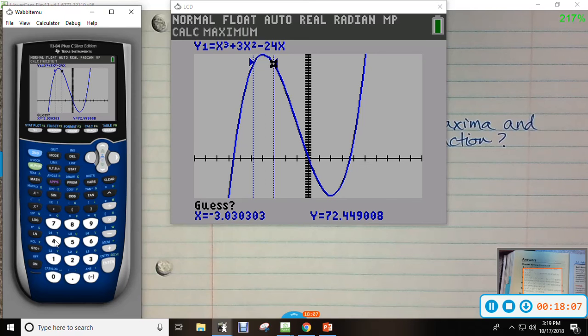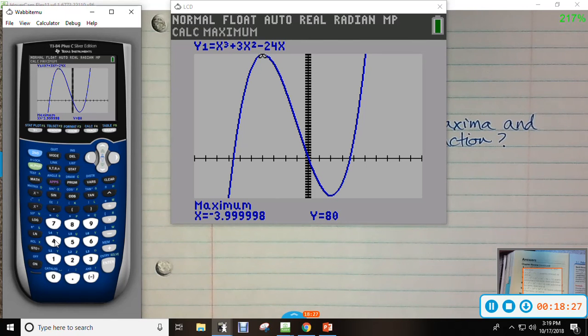At the bottom of my screen it now says guess. So it's asking, do you want me to guess or calculate the maximum between those 2 boundaries we set? So press enter to tell it yes. And now look at the bottom of my screen. It tells me what the maximum is.